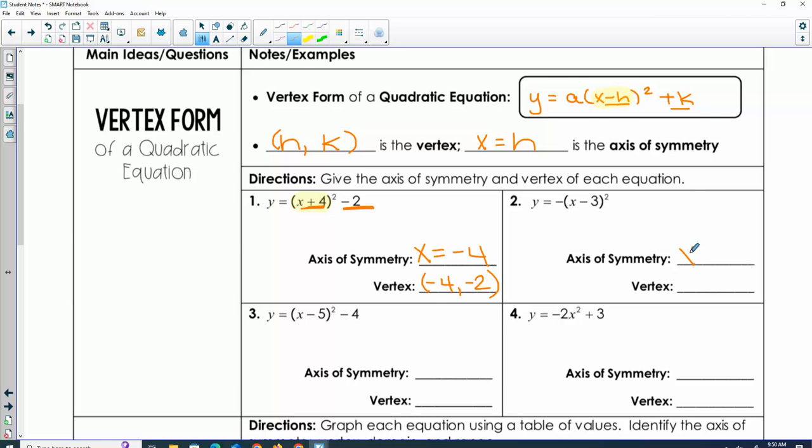So when I look at number 2, my axis of symmetry, x equals, what makes x minus 3 equal 0? Positive 3, so x equals 3. So my vertex, the x value is 3. The y value is what's added onto the end. If there's nothing there, it is 0.